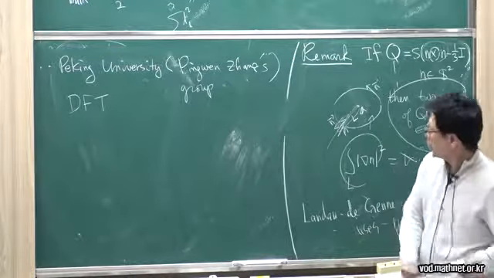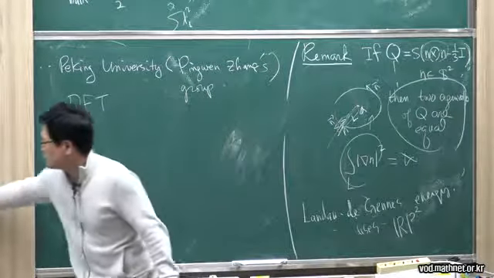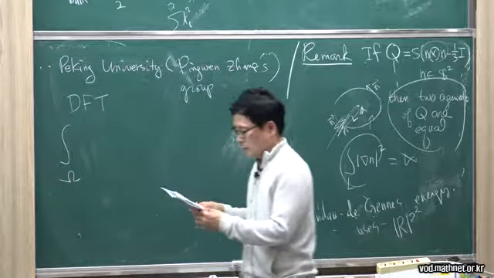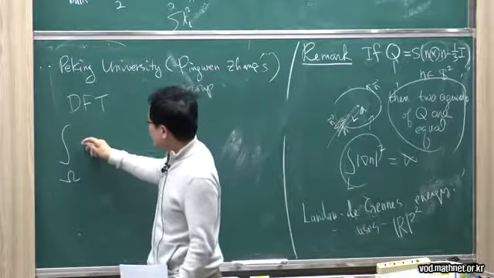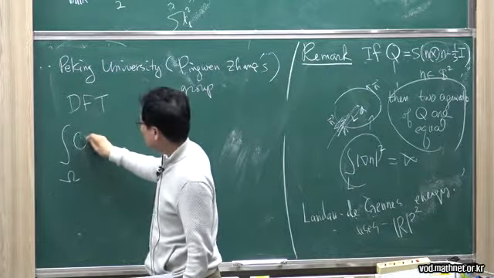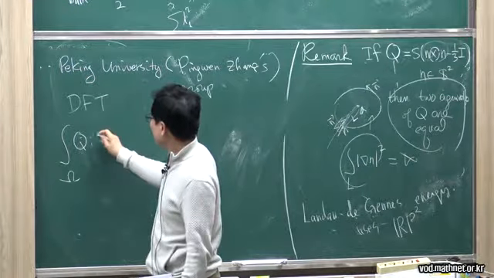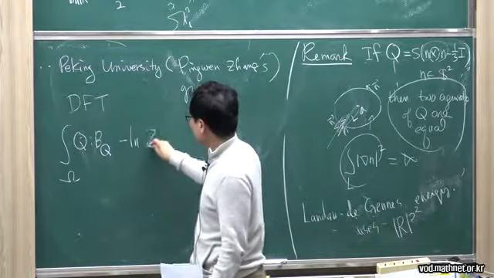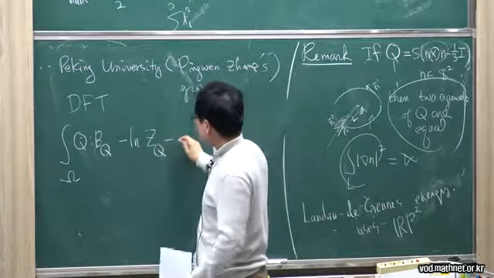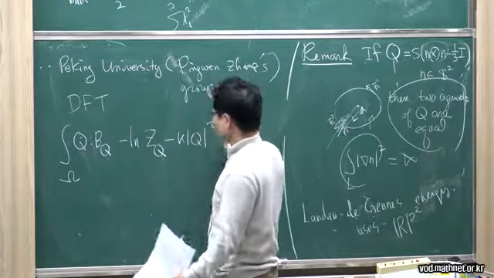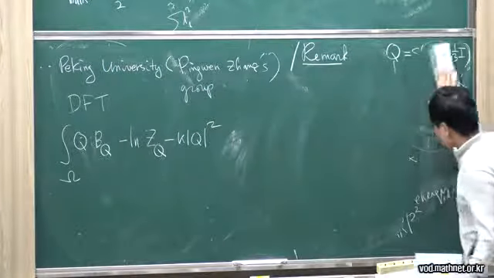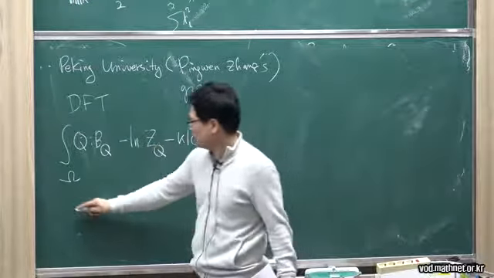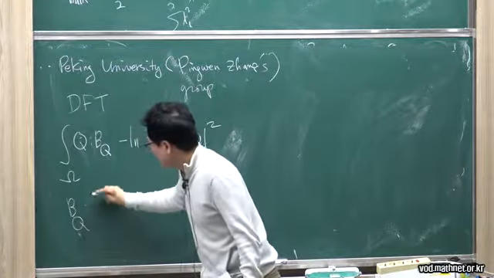Yeah. And actually this energy is the same as omega, and then somehow Q, and then B Q minus log GQ minus kappa gradient Q squared. So what I mean by BQ is Bingham closure.